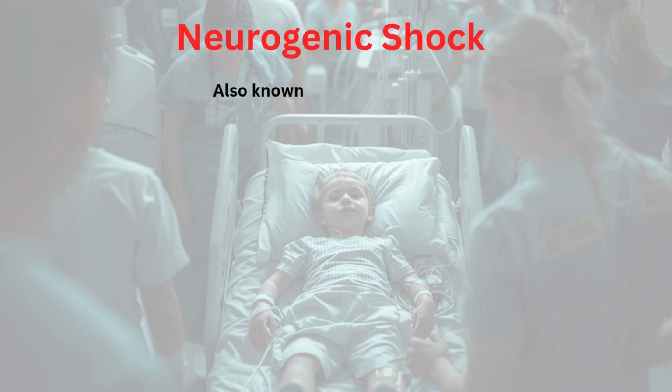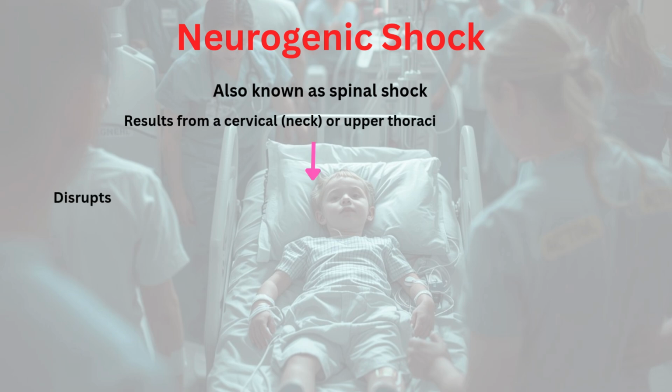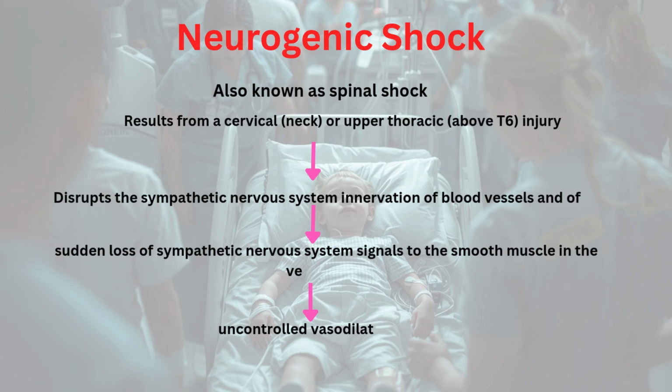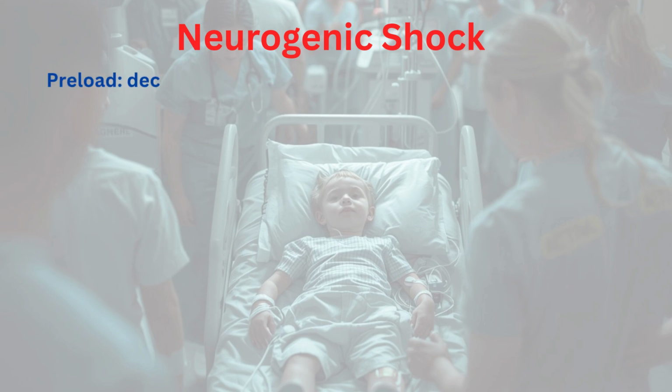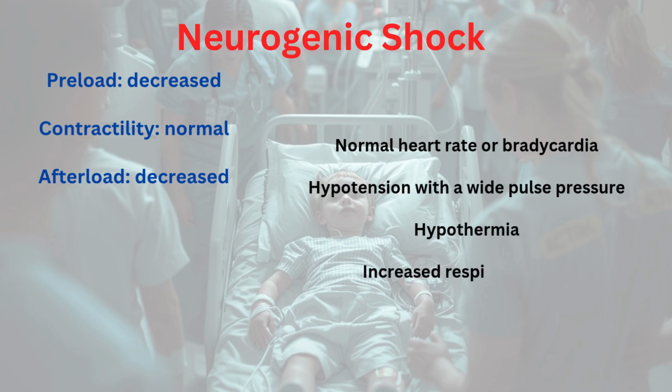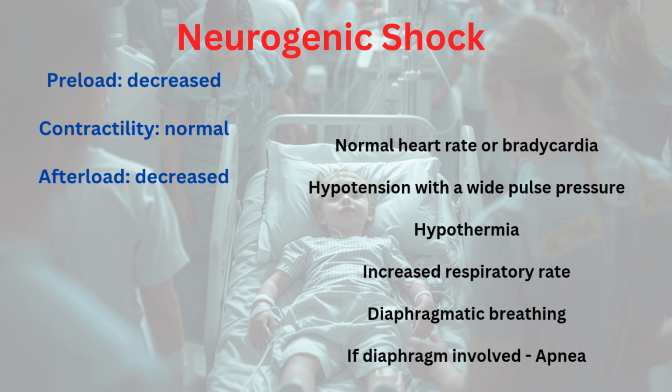Neurogenic shock, or spinal shock, typically results from a cervical or upper thoracic injury above T6. This disrupts the sympathetic nervous system, causing a sudden loss of sympathetic signals to the smooth muscles in vessel walls, resulting in uncontrolled vasodilation. Preload and afterload are decreased. Crucially, unlike other forms of shock, the heart rate is often normal or bradycardic, not tachycardic. You will see hypotension with a wide pulse pressure and, frequently, hypothermia.